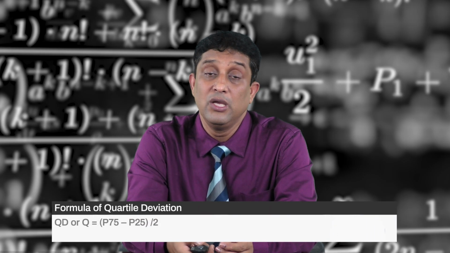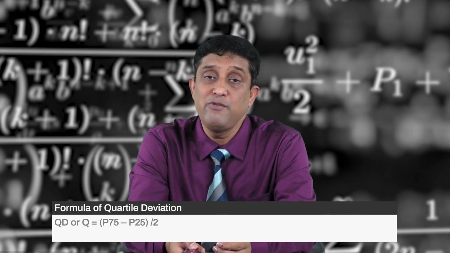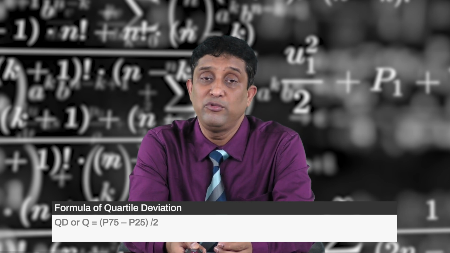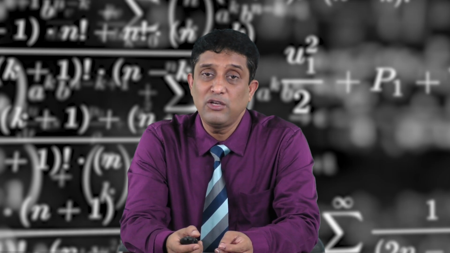percentile. Okay. So for getting quartile deviation, first you have to calculate Q3, then you have to calculate Q1, then you have to do Q3 minus Q1, then you have to divide it by 2. So that will be the value of your quartile deviation.